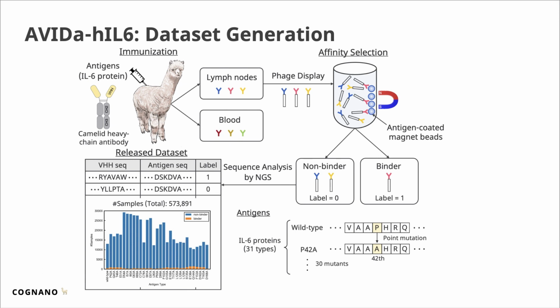Importantly, as antigens, we use the wild-type IL-6 protein and its 30 mutants produced by artificial point mutations, and our dataset contains the binding information of diverse VHHs to each antigen mutant.